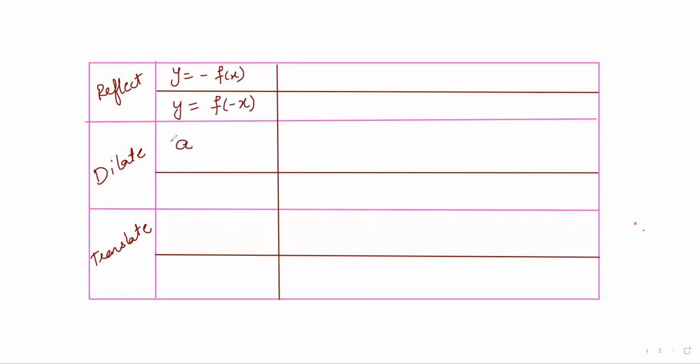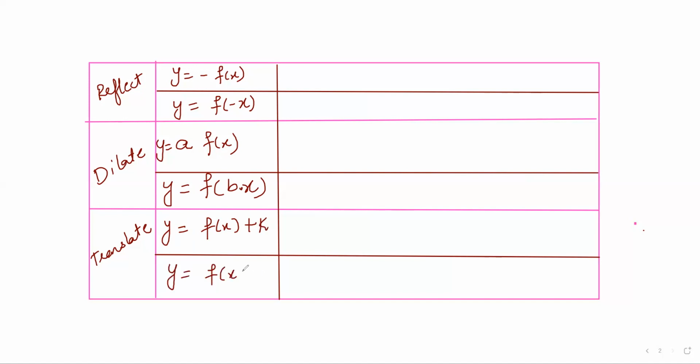Dilate has options, y is equal to a f of x, y is equal to f of bx. Translate has options. y is equal to f of x plus k, or y is equal to f of x plus h.